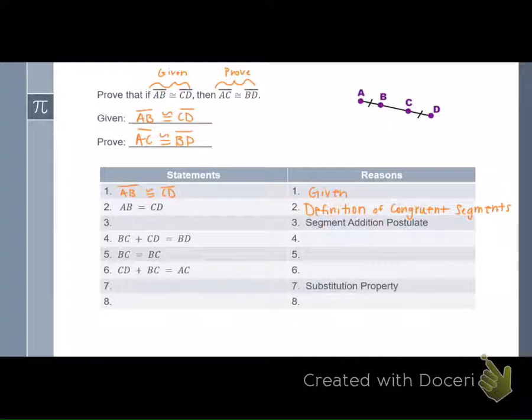Okay, let's look ahead a little bit, because sometimes you have to do that when you're doing fill in the blank proofs. But this one has BC plus CD is equal to BD. What would they have used in step 4 to get BC plus CD is equal to BD? What postulate, theorem, or definition is that?